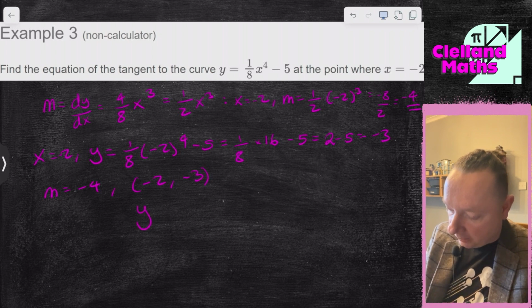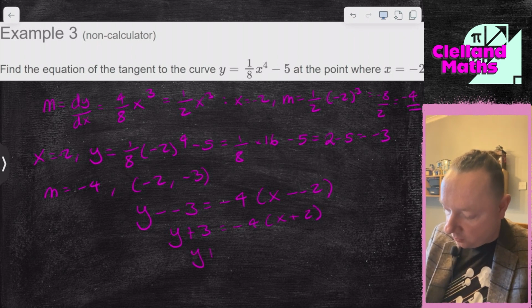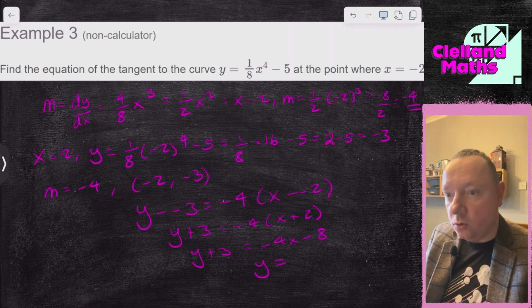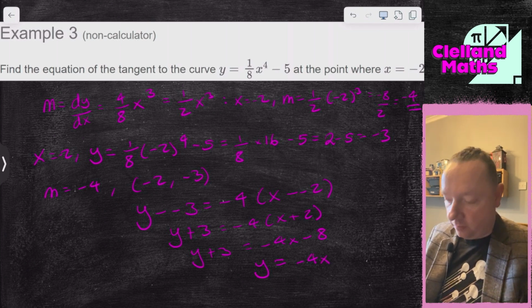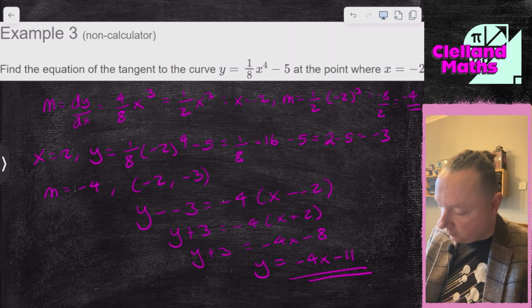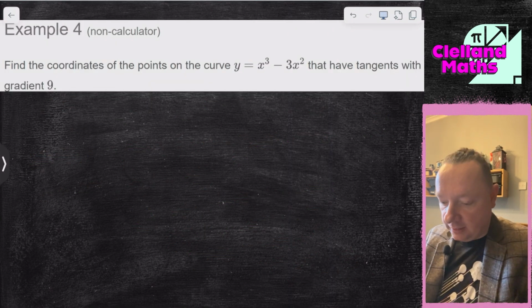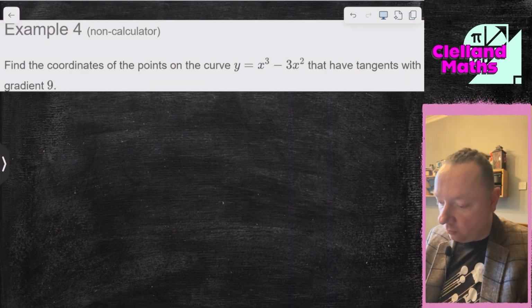So y minus b, minus minus 3, equals m times x minus a, minus minus 2. y plus 3 then, minus 4 times x plus 2, minus minus is plus. y plus 3 equals minus 4x, expanding the bracket, minus 8. So finally y equals minus 4x, and then minus 8, take away 3 is minus 11. And we're done there.